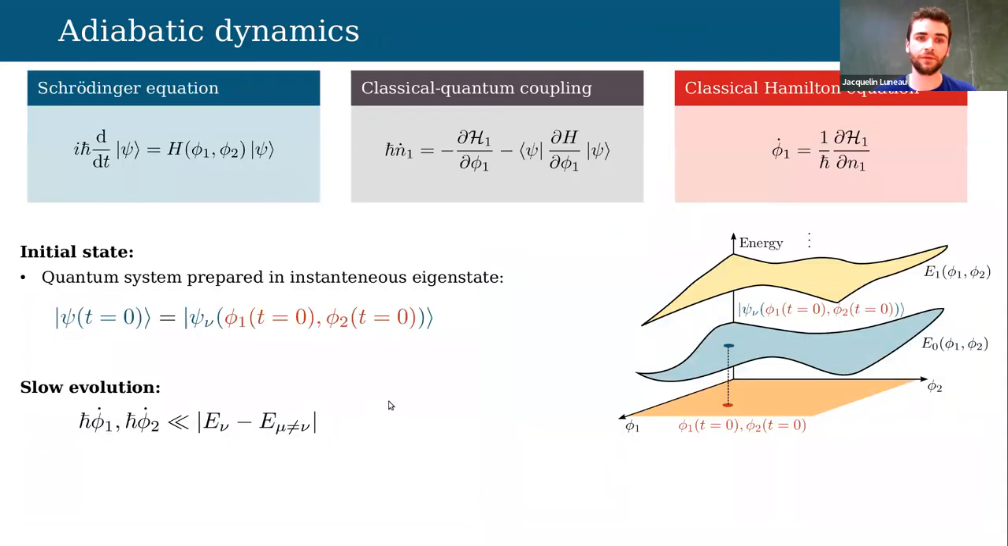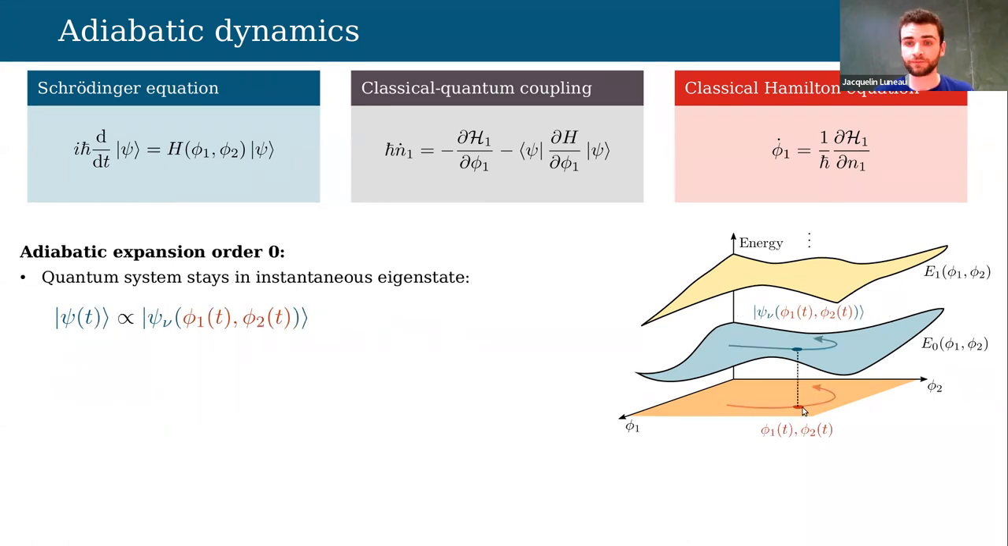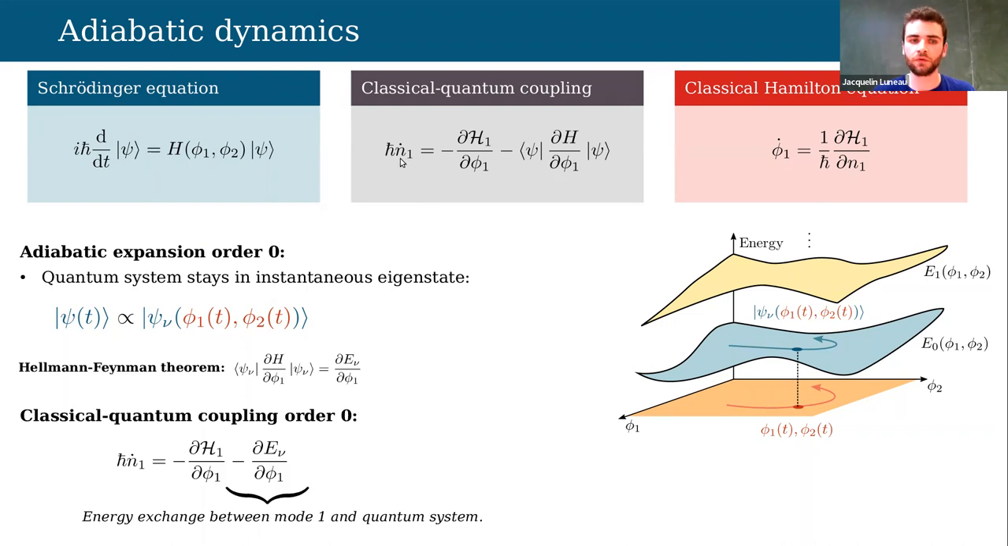As we said, the slow degrees of freedom, which we treat classically, are slow compared to the typical time scales of the quantum system. The typical frequency of the quantum system is given by the gap in energy. So we assume that the velocities of the phases are very small compared to this gap, so that the quantum system will evolve adiabatically. This means that if we prepare the quantum system in an instantaneous eigenstate associated to the initial value of the phases phi one and phi two, then when the phases evolve, the quantum state at the lowest order in the adiabatic approximation will remain in an instantaneous eigenstate.